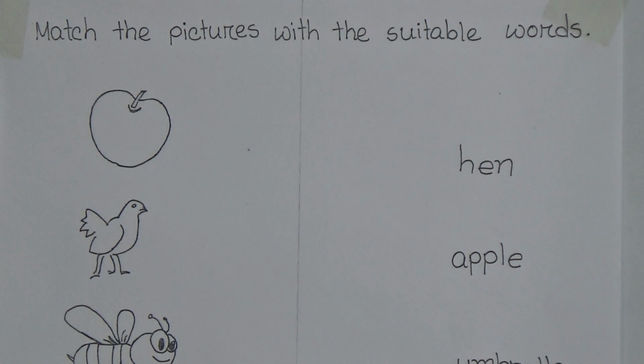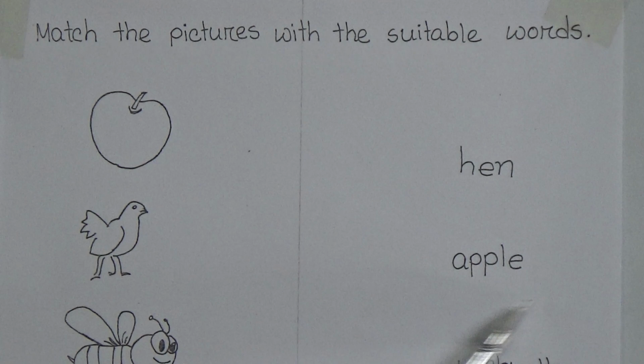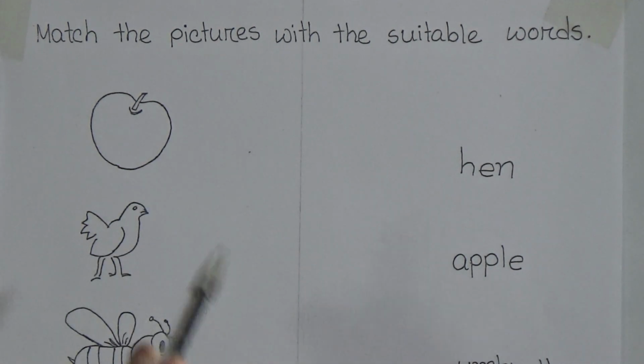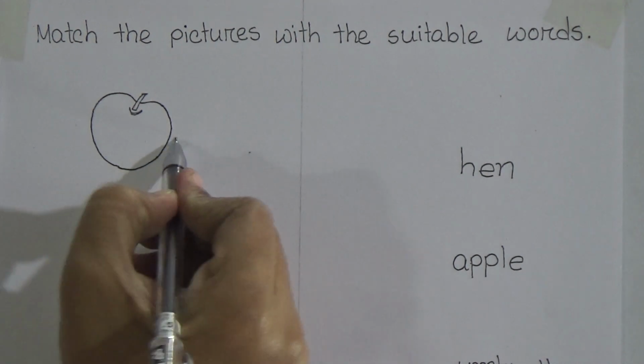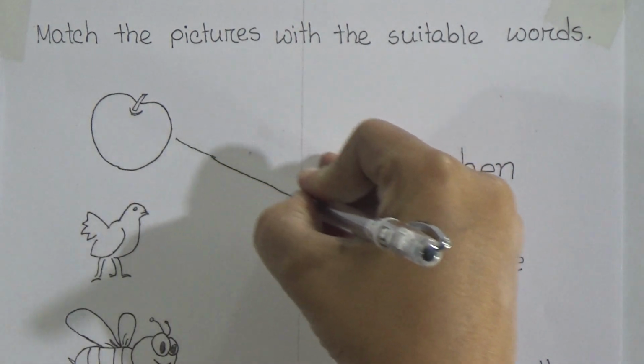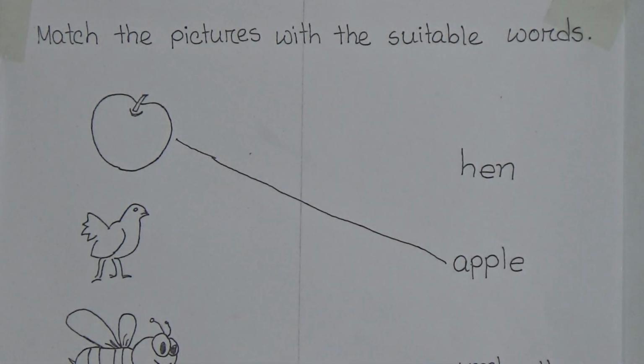So at first, this is the picture of apple. So where it is written, this is apple, A-P-P-L-E, apple. So this is the picture of apple and this is the word, A-P-P-L-E. So we have to match the picture with the word. Yes, this is apple.